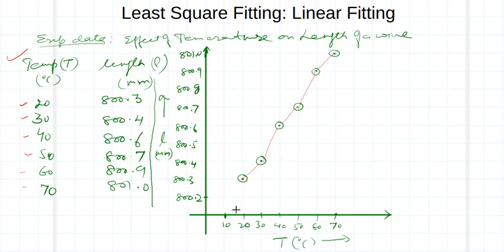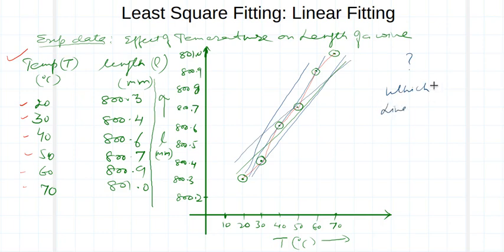We need an equation, that is, which equation fits it. So it's an almost linear graph. So that means there are various possible lines which may be close to it. For example, there are so many lines, and out of these lines, which line we have to choose? That is the question. Which line fits better to given data? That is our requirement.